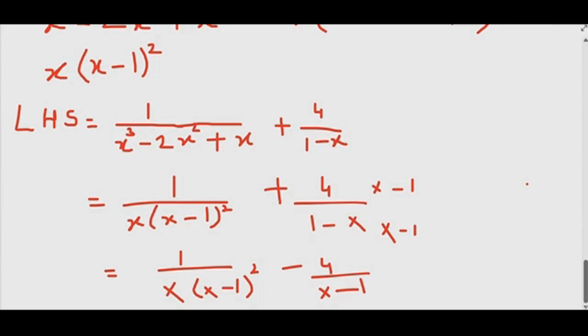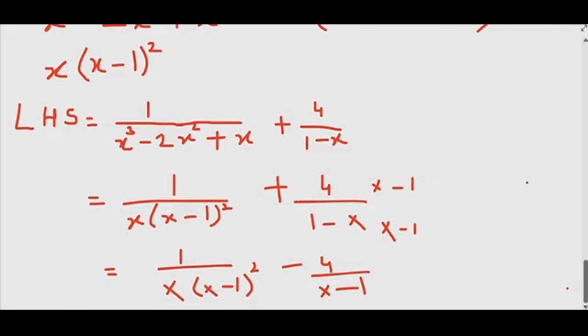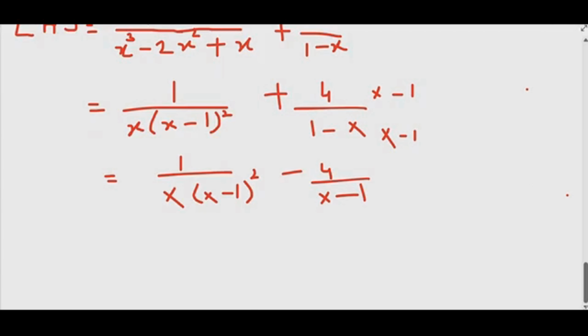Right? Now, do you understand why I am writing it in this form, why I did it this way? Because now it would be easier for us to find out the LCM, because both of the denominators have x minus 1 in the bottom. Now, we can easily take the LCM.